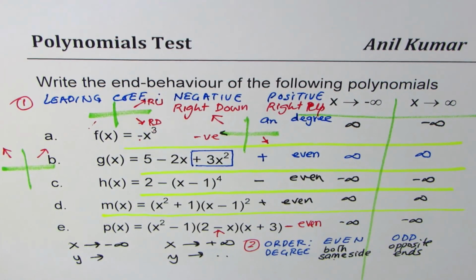You get an idea. So that is how you can get the end behavior of a function. You have to just check two things: the sign of the leading coefficient and the degree of the function, whether it's even or odd. I hope that helps.